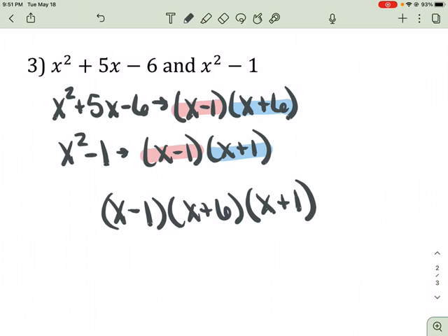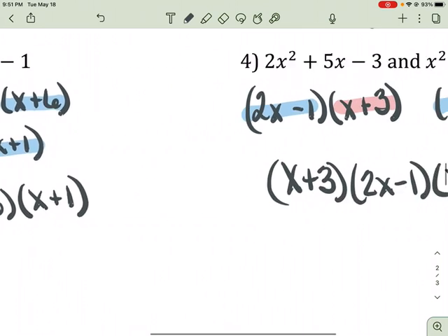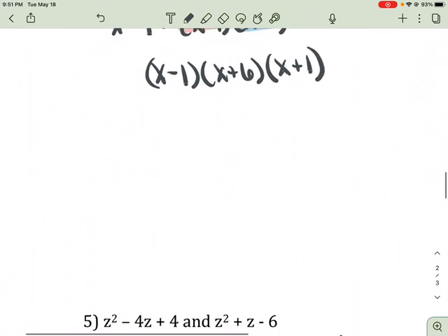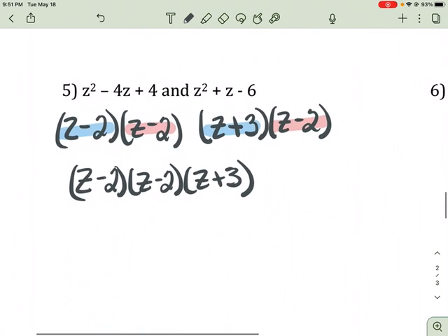Try 3, 4, and 5. So factor. The common one only gets written once, the other ones get written. So here's 4. x plus 3 was common. 2x minus 1, x plus 3. Yeah, you have to put the other x minus 1 and x plus 3. You only write the common one once, even if there's another one, it needs another factor.